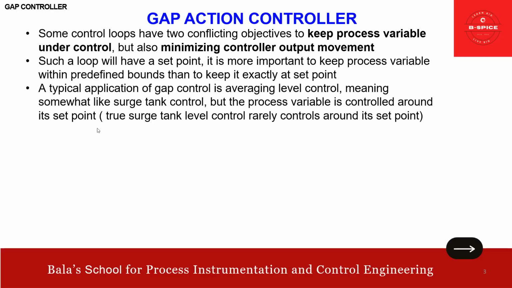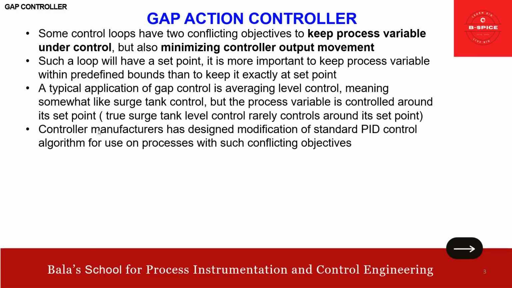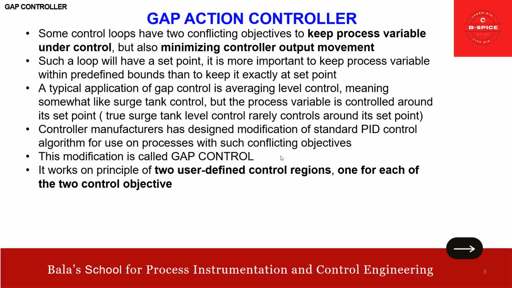So the controller manufacturer has designed a modification of the standard PID control algorithm for use on processes with such conflicting objectives. What are they? To keep the process variable under control and also to minimize the control movement. That is why I told you this gap controller is a modified version of the PID control algorithm. You got it, friends? Yes, this is called gap control. I hope now it's very clear, right?